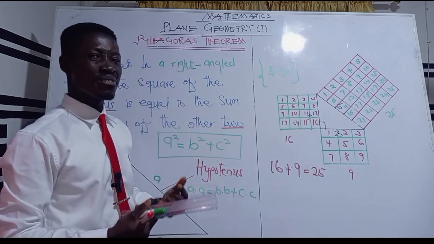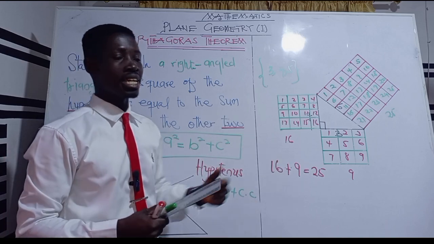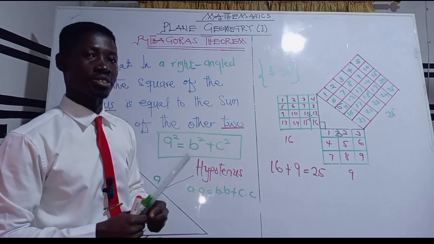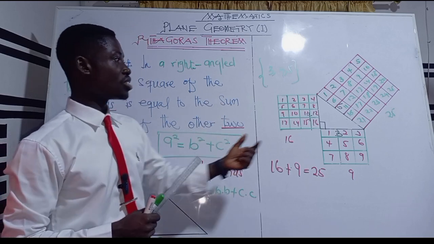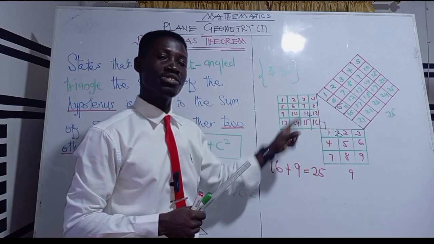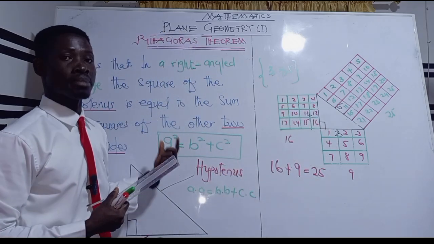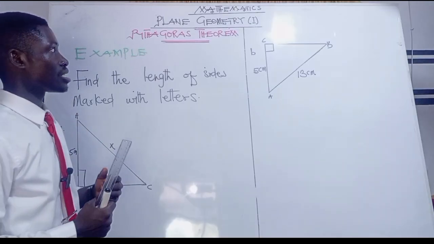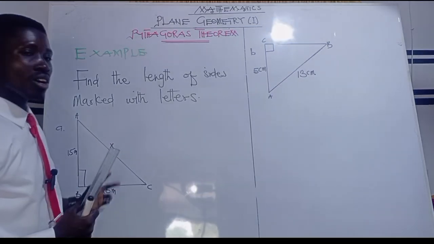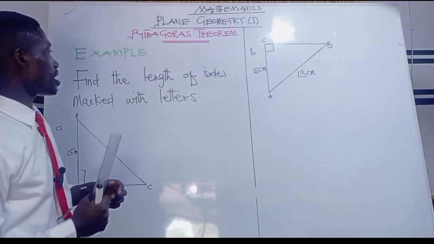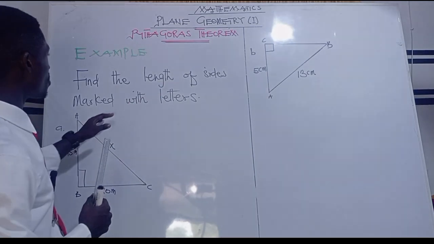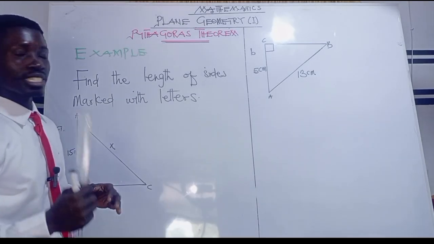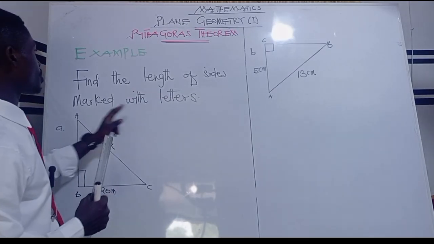So anytime we are being given a right angled triangle, and we have to find the unknown side of the right angled triangle, we can use the geometric interpretation or the geometric method or the arithmetic method. So we have our example on the board, and then we are going to apply the Pythagoras theorem to find the unknown length of the right angle triangle. So the first question says that we have to find the length of sides marked with letters.